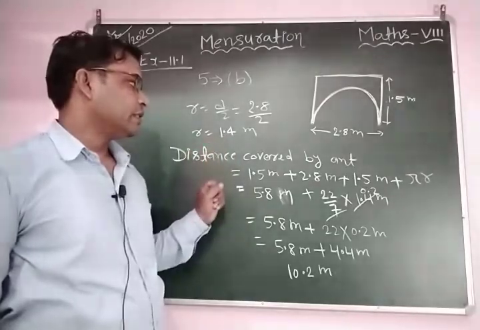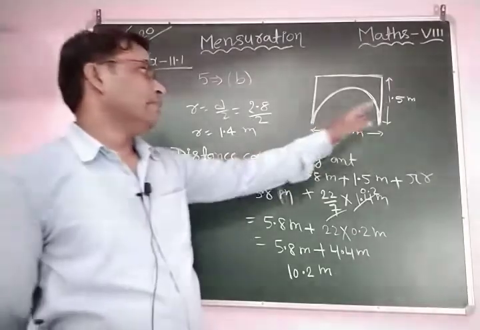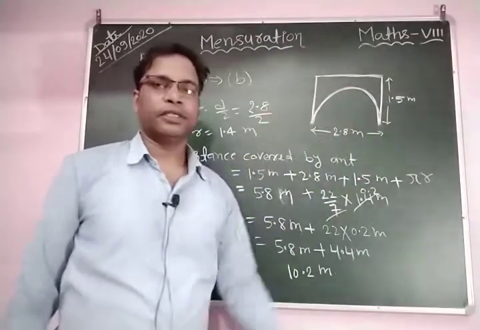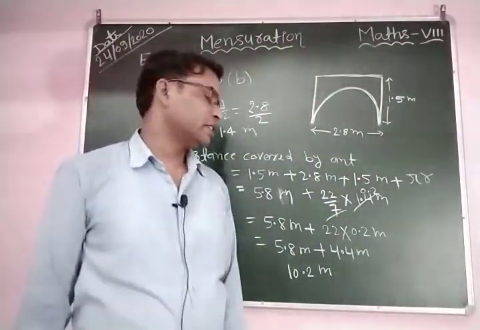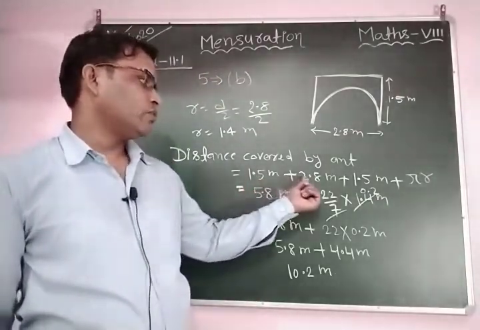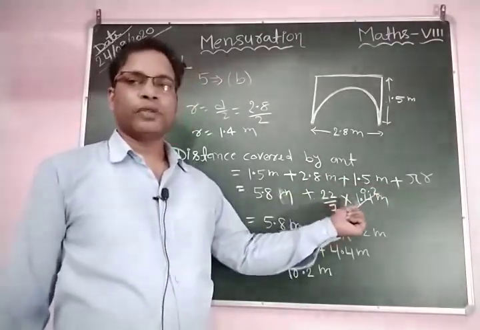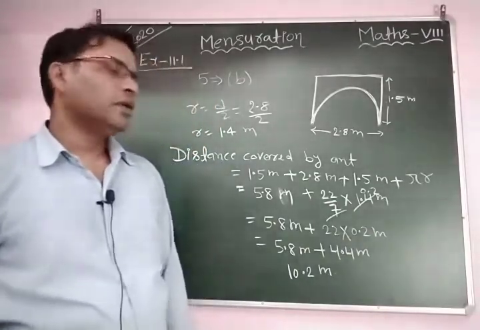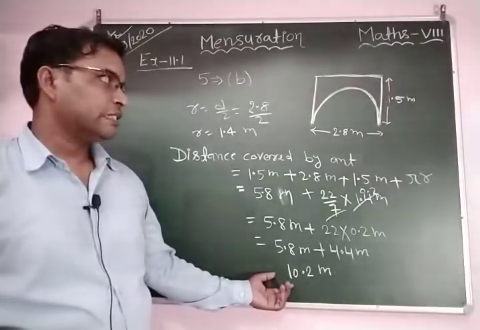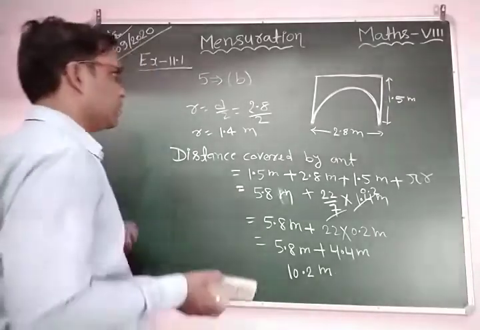So 1.4 meters, and the distance covered by the ant is 1.5 meter, 1.5 meter, 2.8 meter, and pi r, because this is a semicircle. Okay, the circumference of a circle is 2 pi r, but this is a semicircle, so you can write here pi r. So 1.5 meter plus 2.8 meter plus 1.5 meter is equal to 5.8 meter, and the value of pi is 22 by 7 into the value of r, which is 1.4 meter. In this way you can find the total distance traveled by the ant in this shape is 10.2 meter. Okay, so this is the third shape of this question.